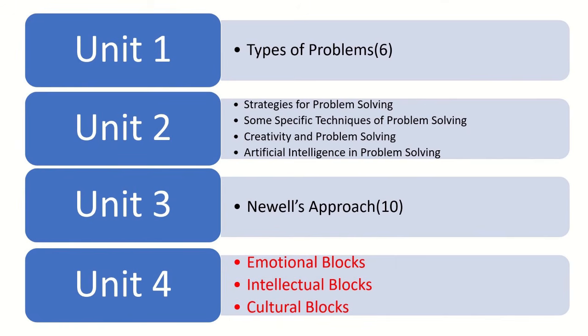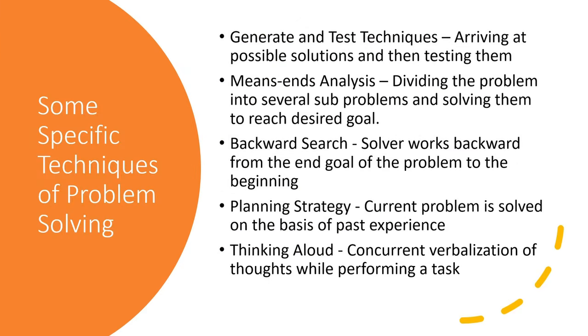The types of problems were already explained earlier, that is well defined problems and ill defined problems. Next are the strategies or some specific techniques of problem solving. There are many techniques explained in the textbook. Apart from the five mentioned here, around 6 to 7 extra are given in the textbook, which are very simple to understand. These are given with little explanation, so I am giving a single line explanation of each of these in the slide.